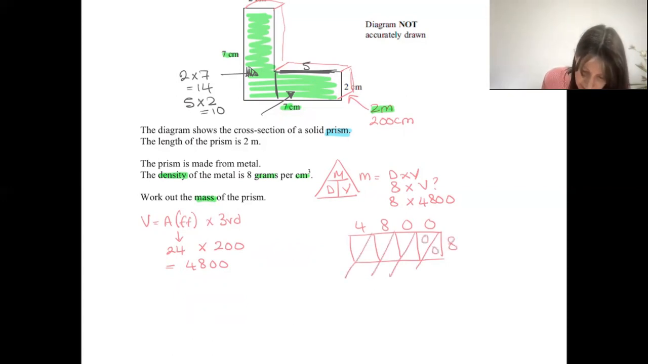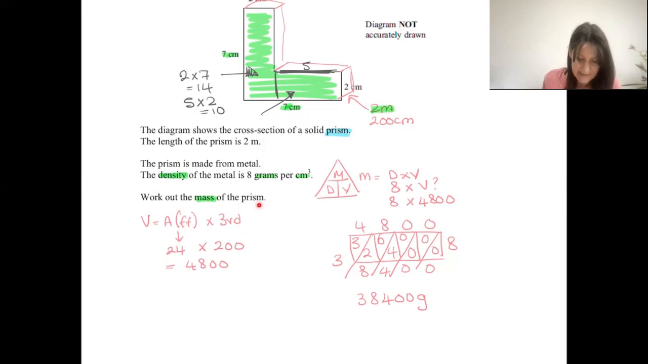Anything multiplied by 0 is 0. 8 8s are 64. 8 4s are 32. Drop out a 0, drop out a 0. I've got 4, 6 and 2 is 8 and 3. So I have got 38,400 grams. And just go back and check with the question. It wanted me to find the mass. That's what I've done. It hasn't told me to do it in a different unit or anything, so I can leave my answer confidently as the answer I have found.